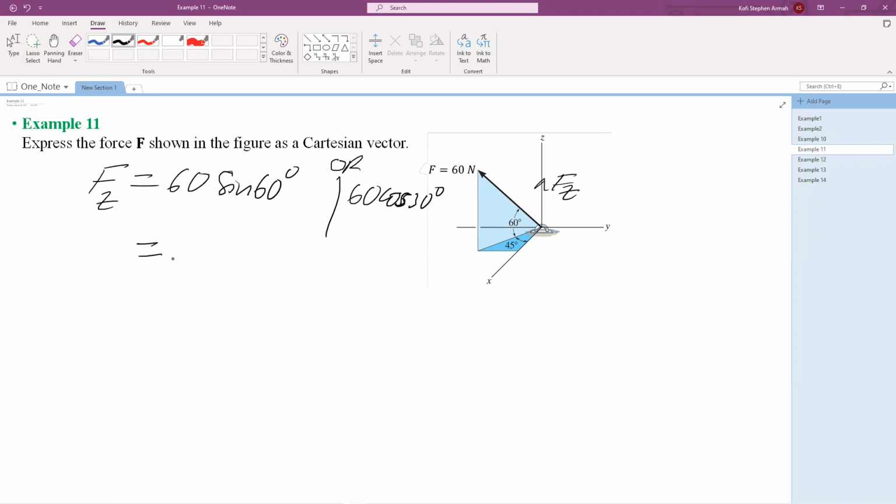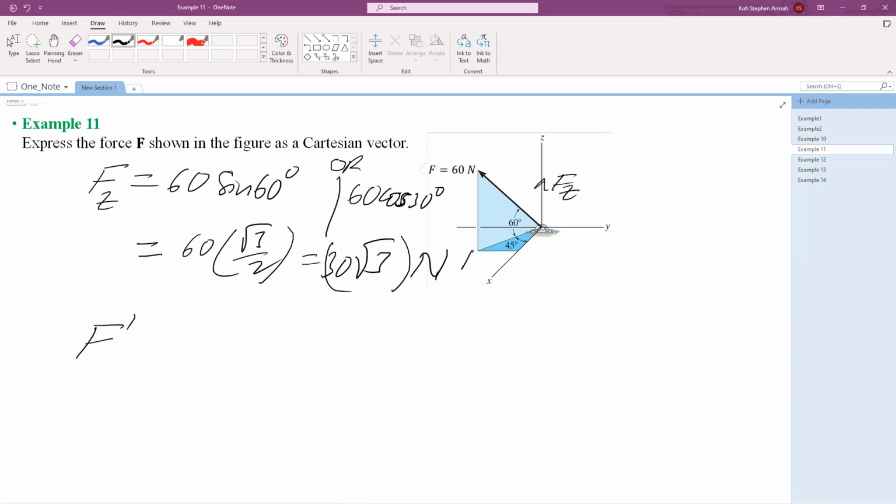Let me simplify a bit, because sine 60 is root 3 over 2, isn't it? So that ends up giving us 30 root 3. Let me keep the answer nicely in the exact form. Then the F prime side will be 60 cosine 60, and cosine 60 is half. So this will end up being 30 newtons.